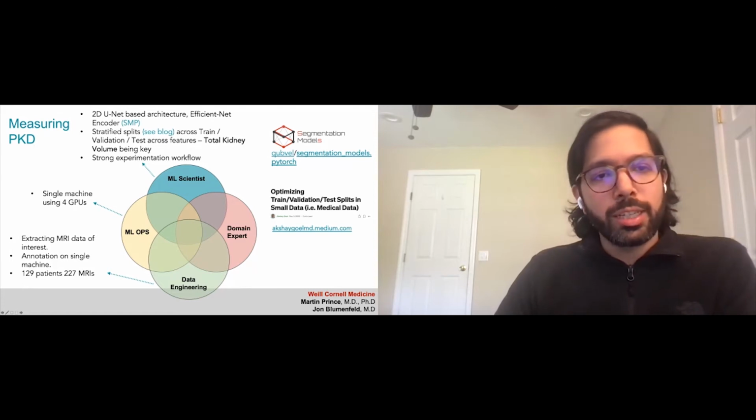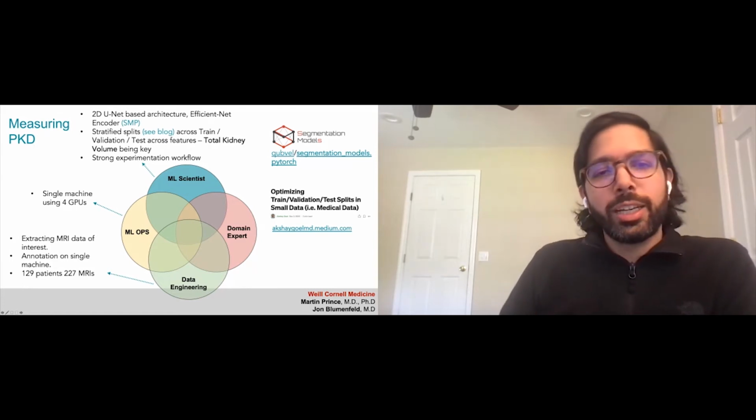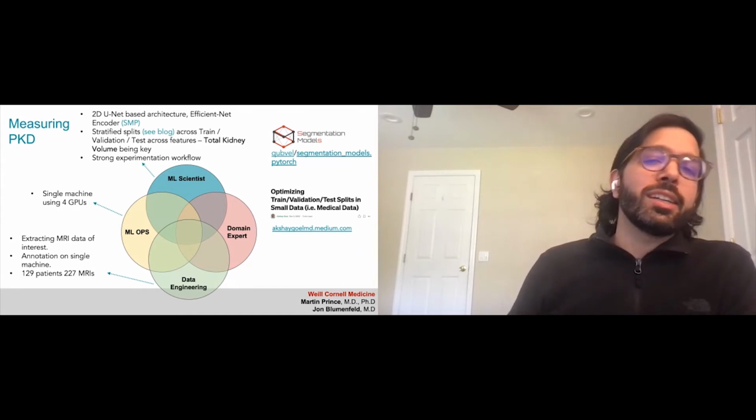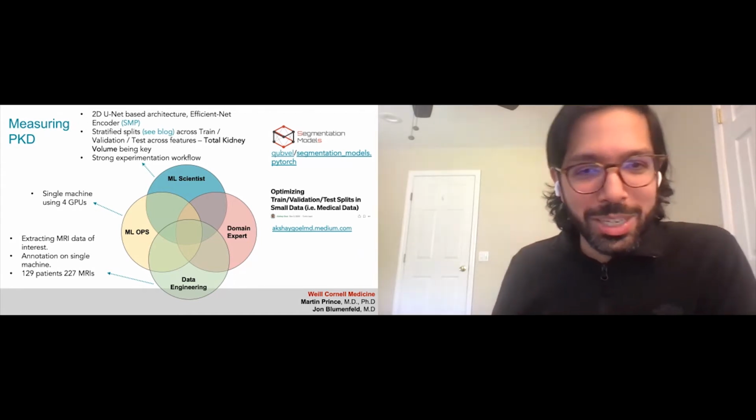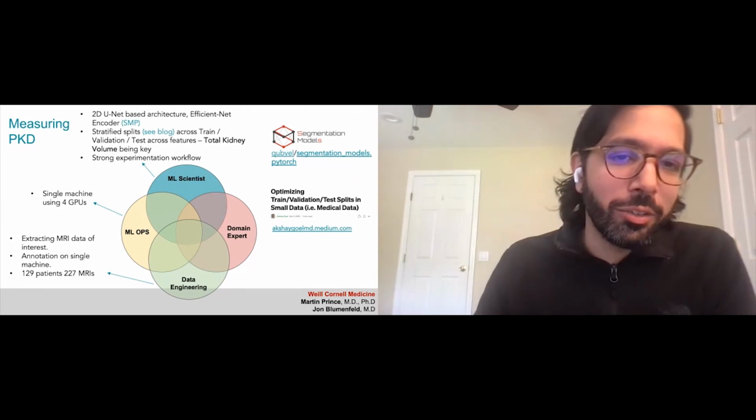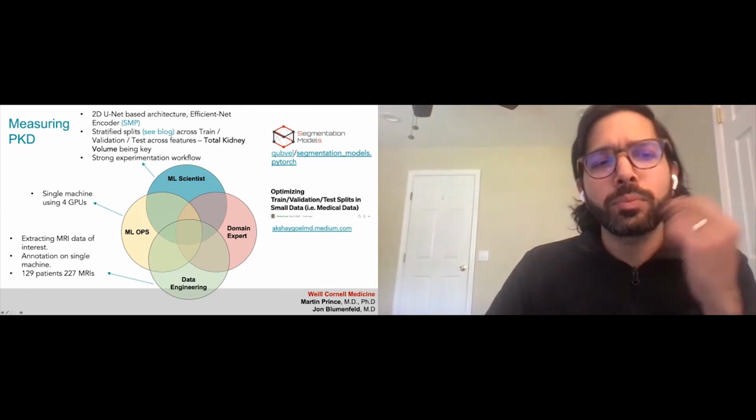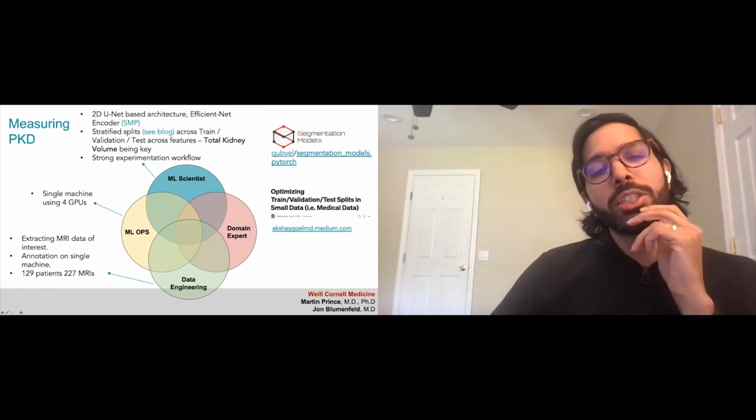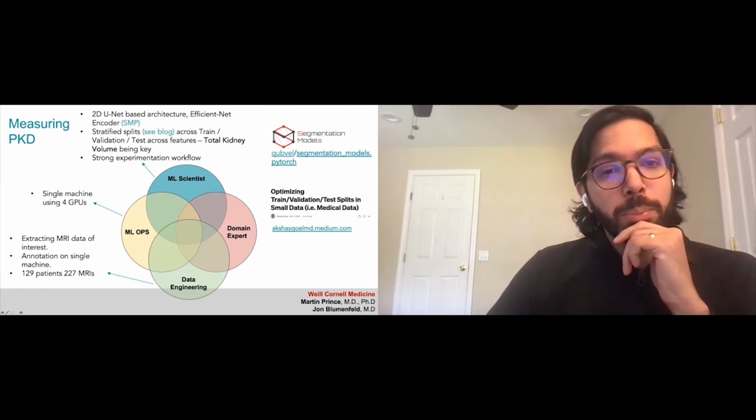Initially, we had annotated 60, and then I trained an initial model to see how well we could do. But ultimately, we went from 60 to 227 to try to push ourselves to get state-of-the-art results. Everything was trained on a single machine. So from our operation standpoint, things were relatively simple.